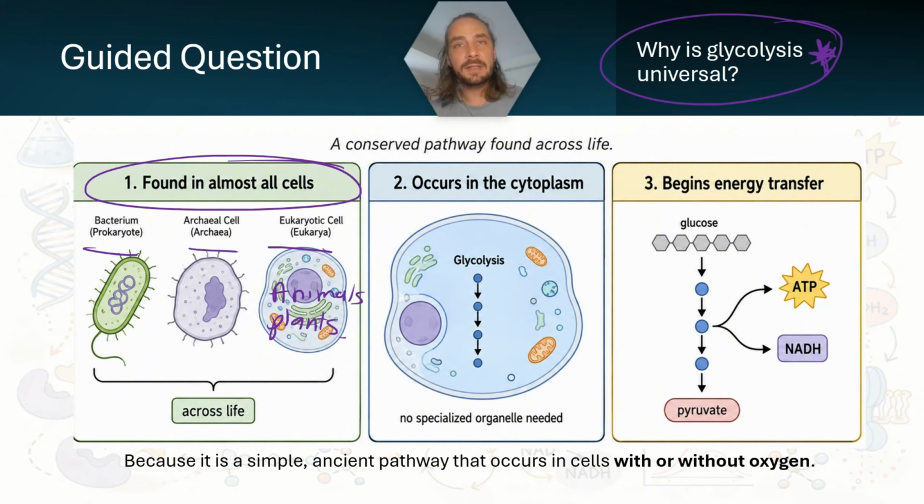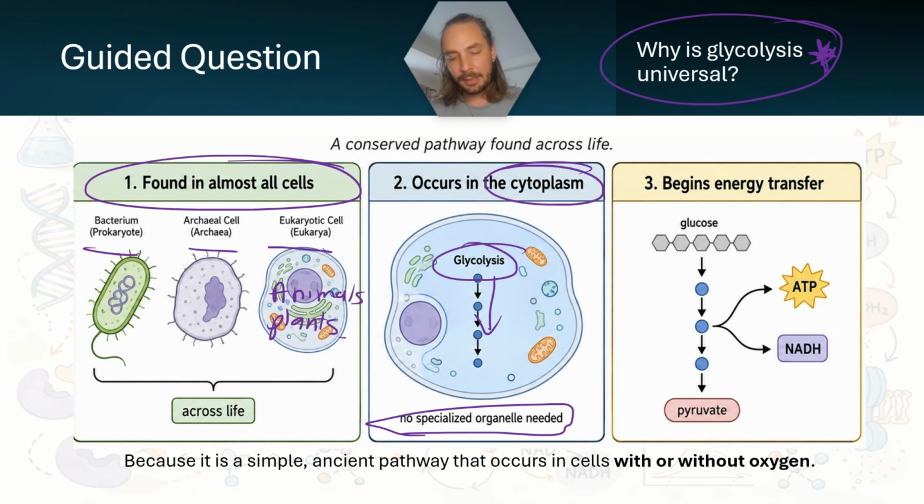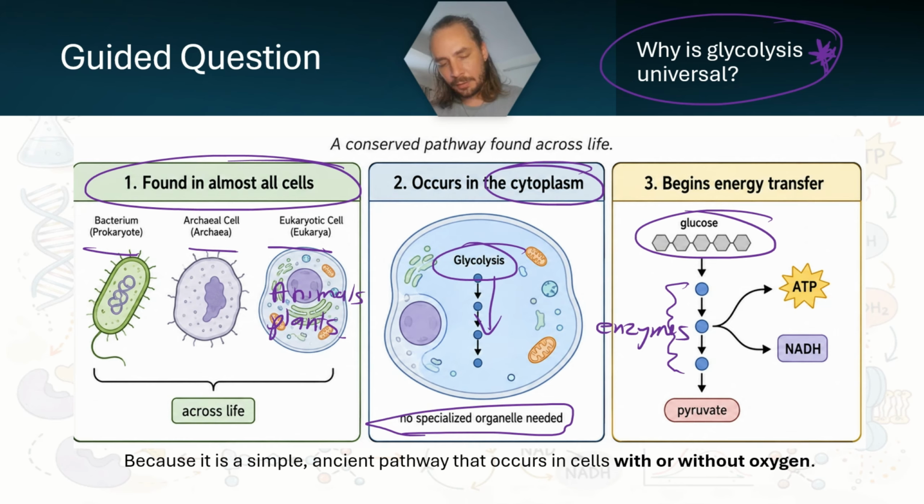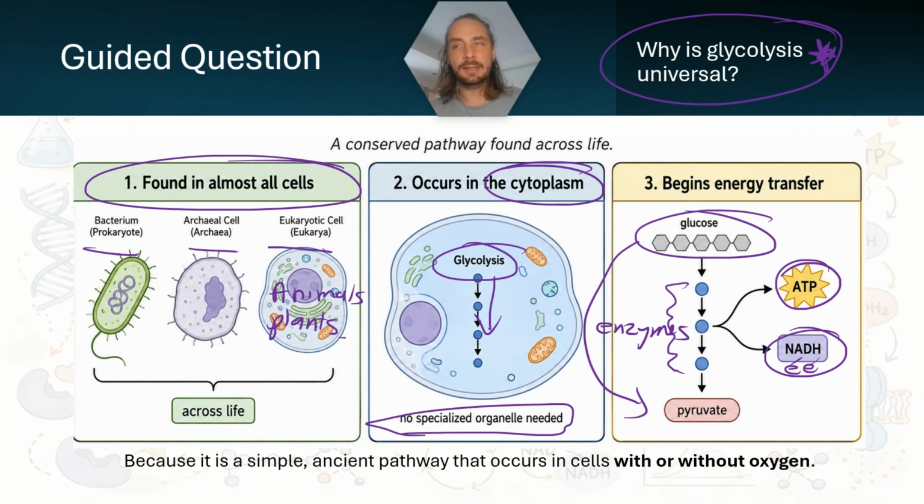Okay, most of its steps happen in the cytoplasm, so there is no specialized organelle needed for the process of glycolysis to occur. And it begins the energy transfer from glucose, and then we have various enzyme controlled steps to ultimately break glucose down into pyruvates. And what we get out of this chemical reaction is some ATP that's been created and also NADH that carries these electrons.